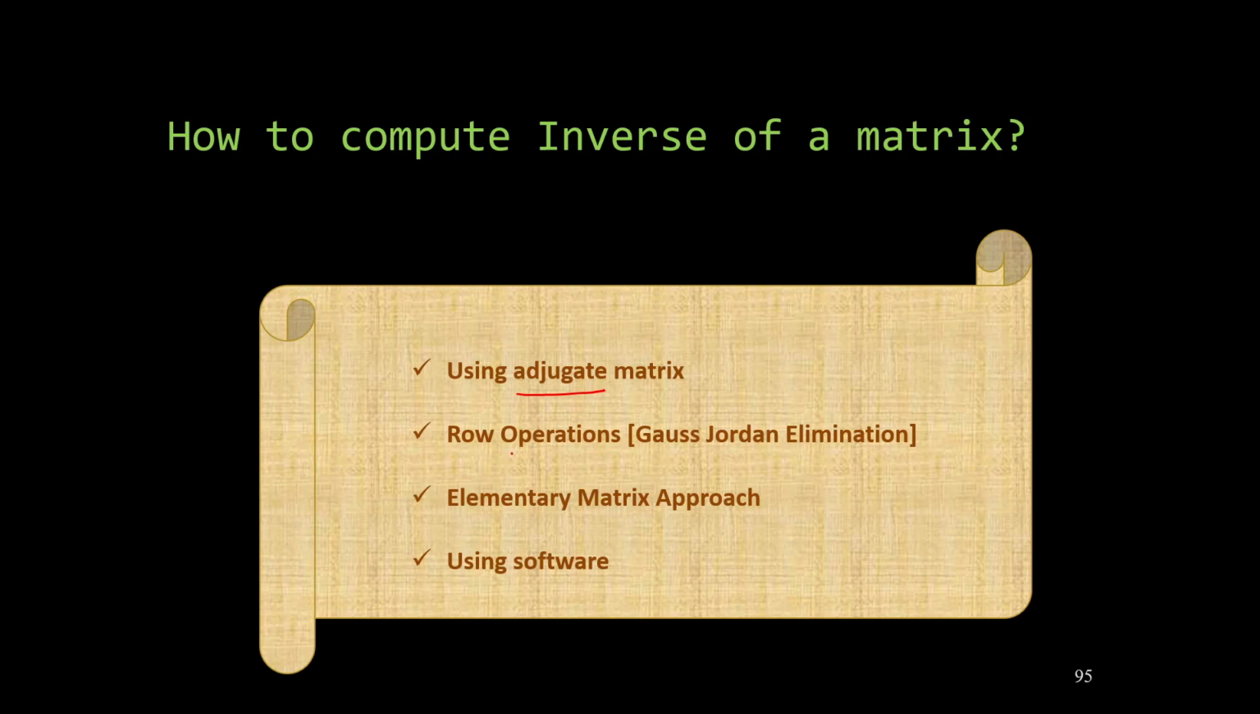The second method is using row operations. You use certain row operations, or we call it the Gauss-Jordan elimination method, where you try to reduce the matrix to a particular format to get the inverse of that matrix. Similarly, there is the elementary matrix approach. These two approaches are very similar to each other, and involve some row operations and column operations sometimes. And finally, the best approach, which we all are going to use, is using software. There are so many tools which help you compute the inverse of a matrix. There are even many online calculators too. So even if you don't want to use software, you can use online calculators to compute the inverse of a matrix.